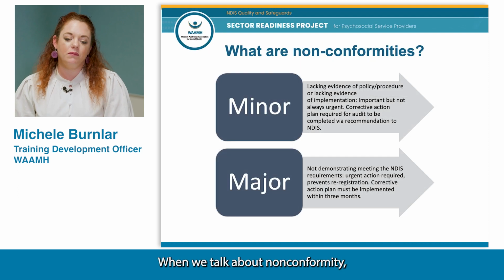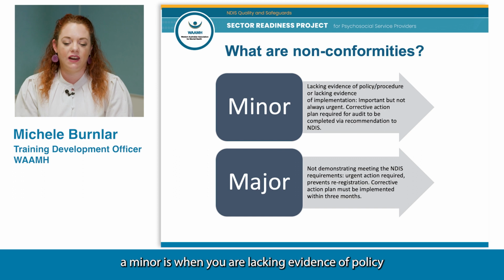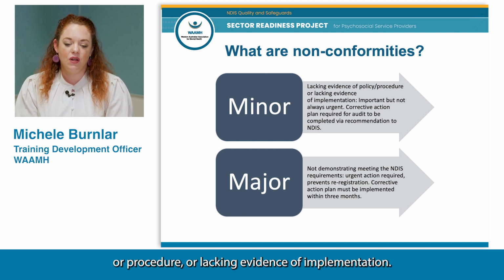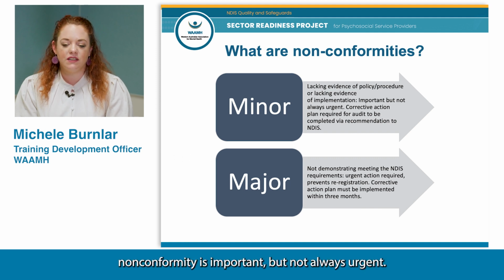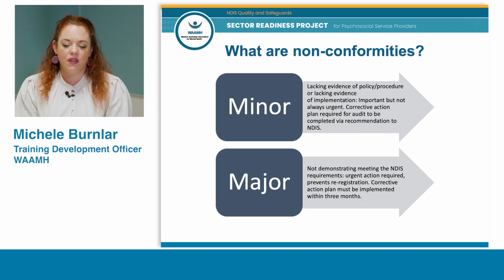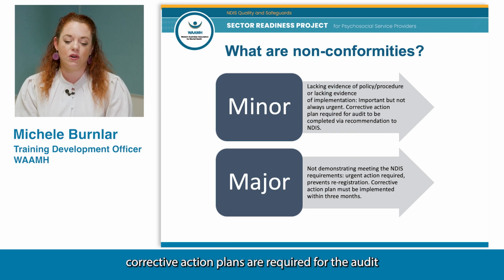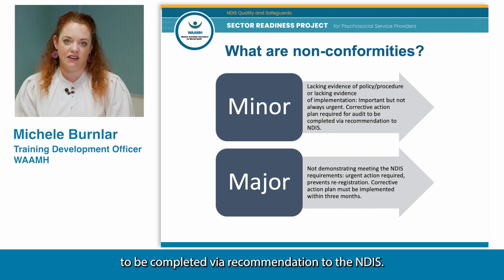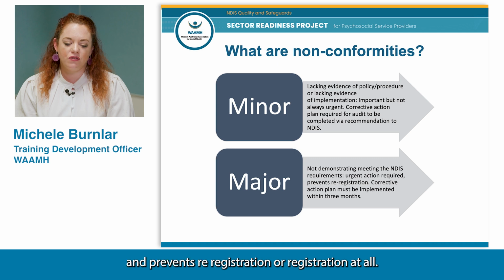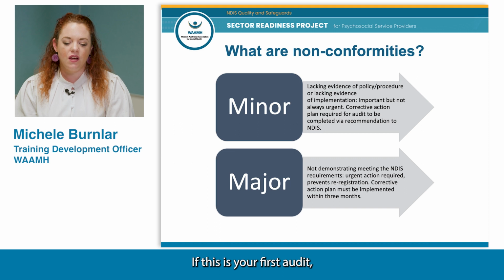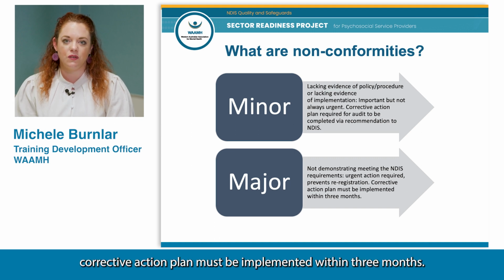When we talk about non-conformities, a minor is when you are lacking evidence of policy or procedure or lacking evidence of implementation. A minor non-conformity is important but not always urgent. Corrective action plans are required for the audit to be completed via recommendation to the NDIS. A major non-conformity is not demonstrating meeting the NDIS requirements. It has an urgent action requirement and prevents re-registration or registration at all if this is your first audit. Corrective action plan must be implemented within 3 months.